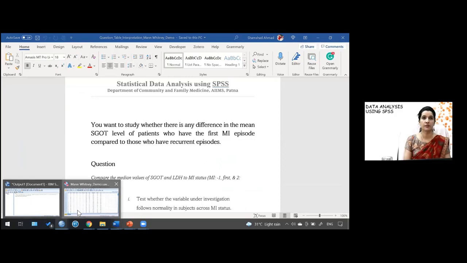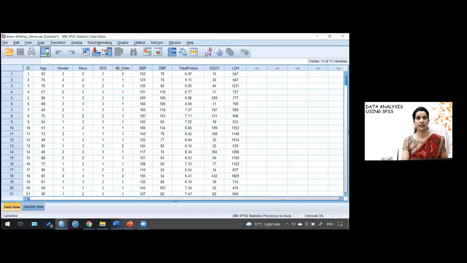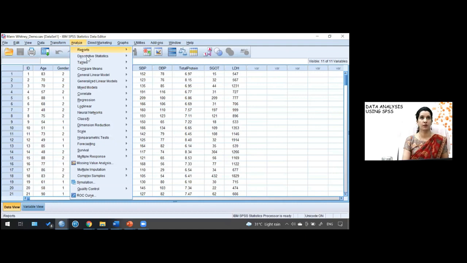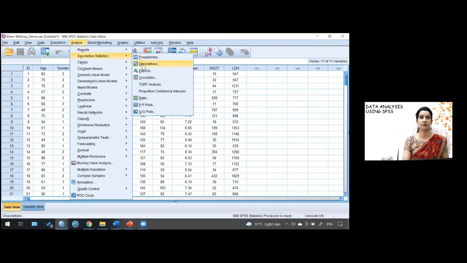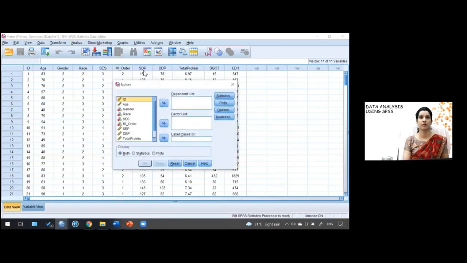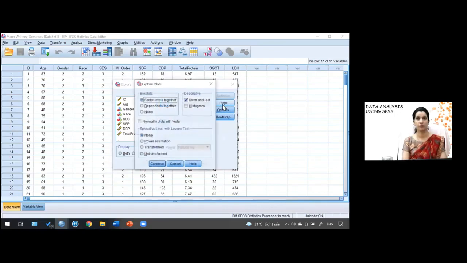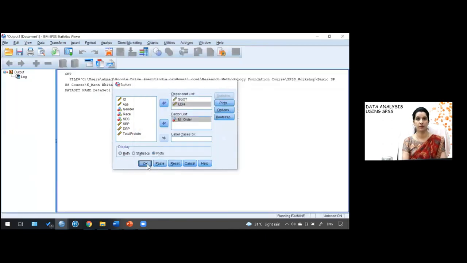I'll open this sheet and again apply the normality test. I'll go to Analyze, Descriptive, and then Explore. In the Explore, I have to see the LDH and SGOT. So I'll put SGOT and LDH in the dependent list and the order of MI in the independent list. Then I'll click on Plots. I will uncheck this, I will check this normality test with plot, and I'll press Continue.